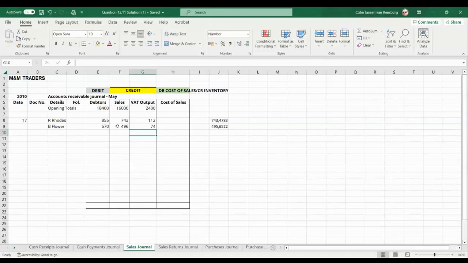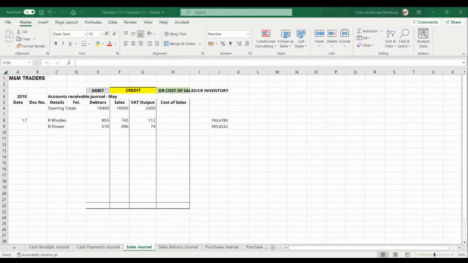So those two sales transactions have now been recorded. As we said earlier, because we are not using the perpetual inventory system, we are not going to have this column in our sales journal. But obviously, if we are using the perpetual inventory system, then this column must be added to our sales journal or our accounts receivable journal, if you wish. Now let's go to the next transactions, ladies and gentlemen.